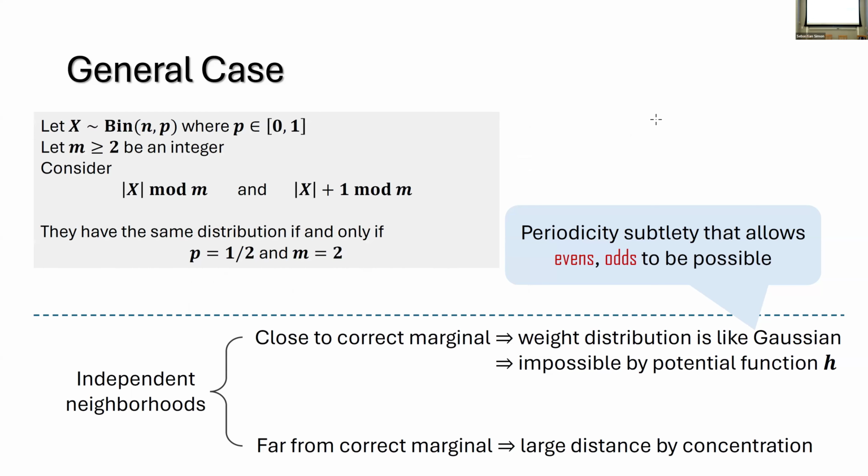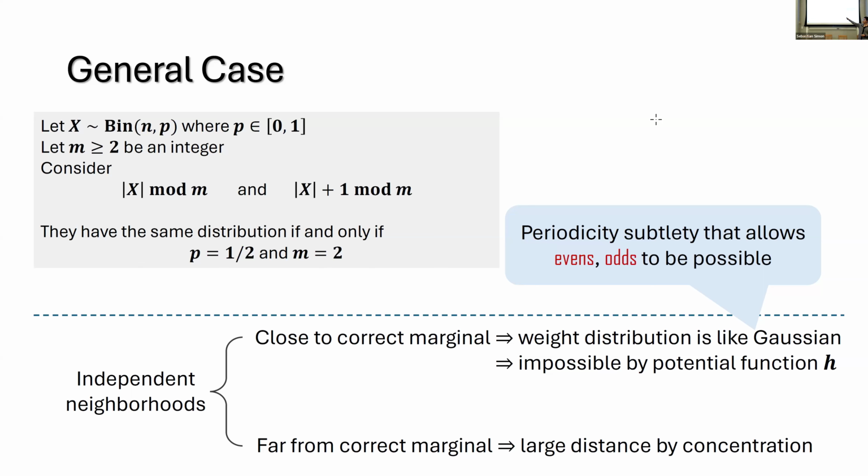The technical reason for this is this statement. Let X be a p-biased distribution over binary strings, where p is from 0 to 1. We consider the Hamming weight mod m, where m is an integer at least 2. Then we need to understand the distribution of the Hamming weight of x mod m versus the Hamming weight of x plus 1 mod m. And crucially, they are the same distribution if and only if p is a half and m equals 2.